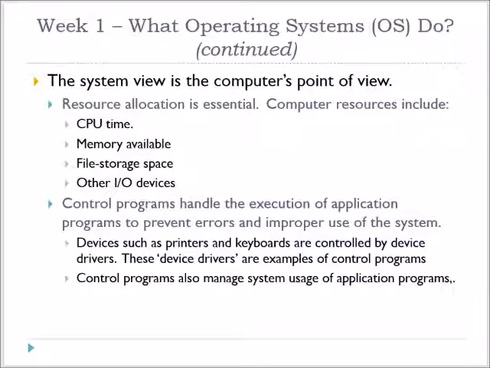And for the operating system, resource allocation is essential. It's one of its primary responsibilities. So it allocates and maintains computer resources. Some of these resources include CPU time, memory available, file storage space, and then there's other I/O devices.